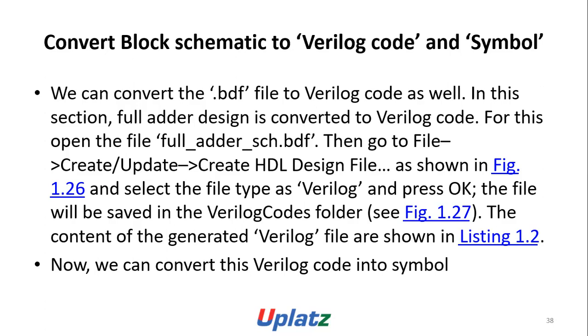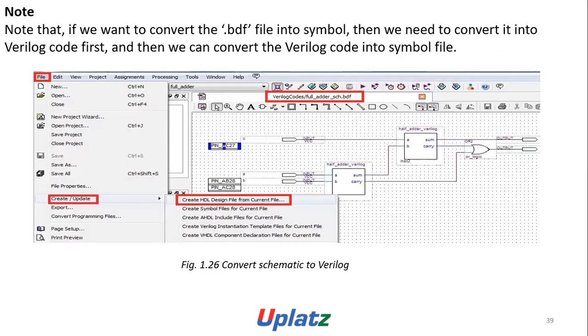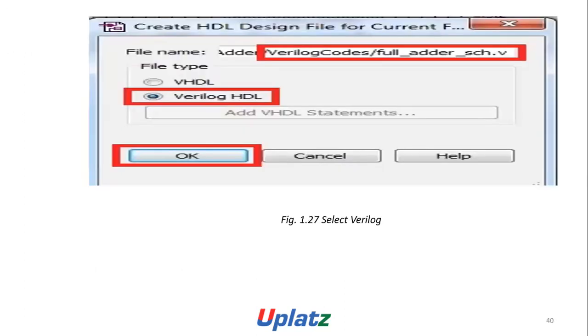Now we can convert this Verilog code into symbol. Note that if we want to convert the schematic file into symbol, then we need to convert it into Verilog code first, and then we convert the Verilog code into symbol file. Create the HDL file for current file, Verilog code full adder sch.v. Verilog HDL is selected.